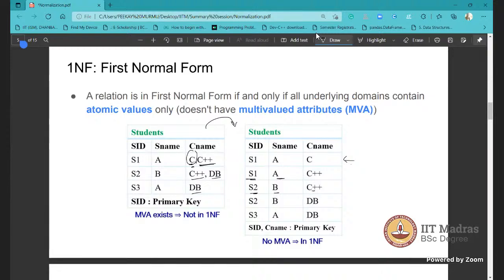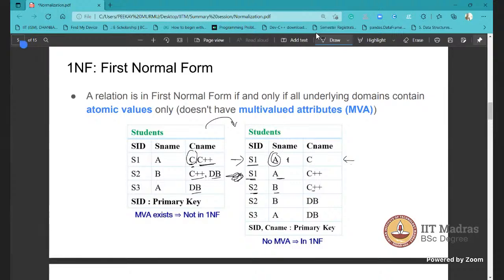Sir, I have a doubt. We normalize a table to solve anomalies, right? Yeah. But sir, in this case, suppose we delete S name A, or update it. Which one do you want to delete? Sir, the first row, S1 and A, the second attribute, S name. This one.